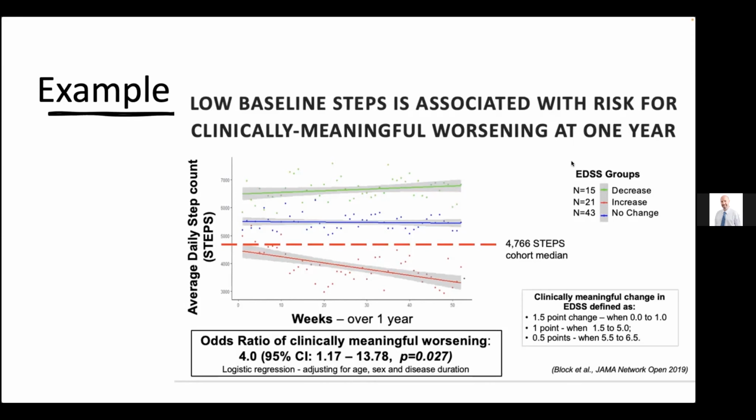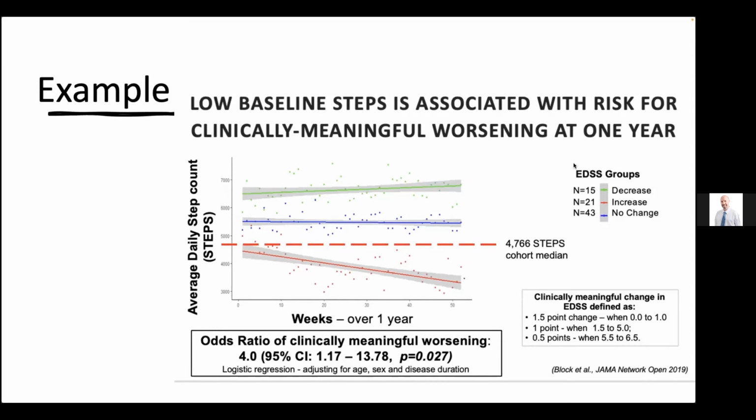So the EDSS is a clinic-based disability scoring system where 0 is no disability and 10 is death due to MS. And you can see that with increased EDSS score corresponding to worsening disability, and you can see in red, there was a significant decrease in steps over the year, but neither the stable group, which was in blue, nor the subjects whose EDSS improved in green showed a significant change in steps over the year, although there was a trend towards an increase in steps for those whose disability improved.